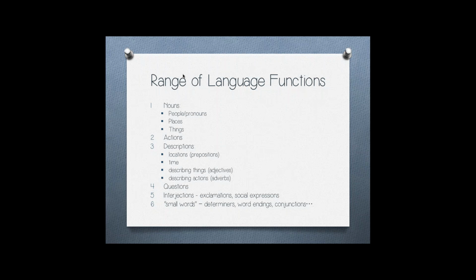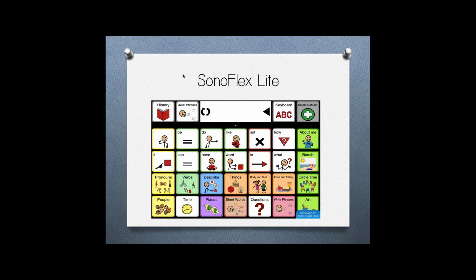And then small words like determiners and word endings, and those might be added on after the first 100, but this would give you an idea if you looked across your system about whether it was going to meet the criteria for a range of language functions. And I'll show you an example here.